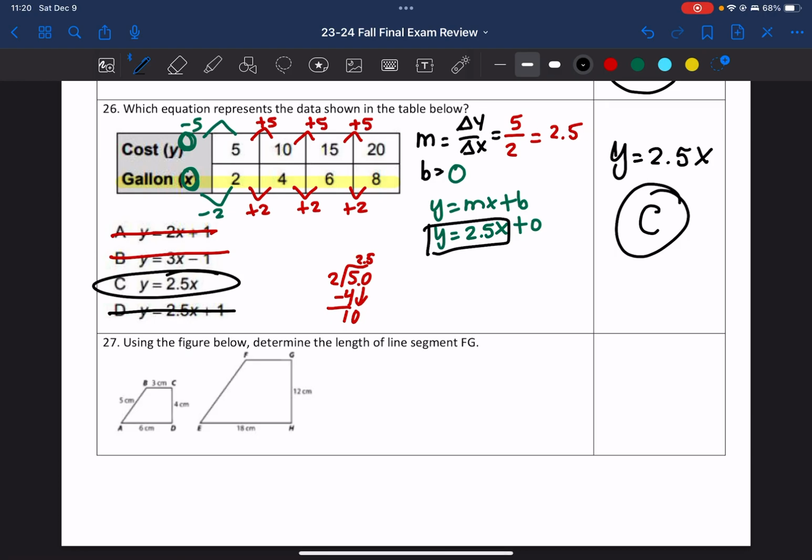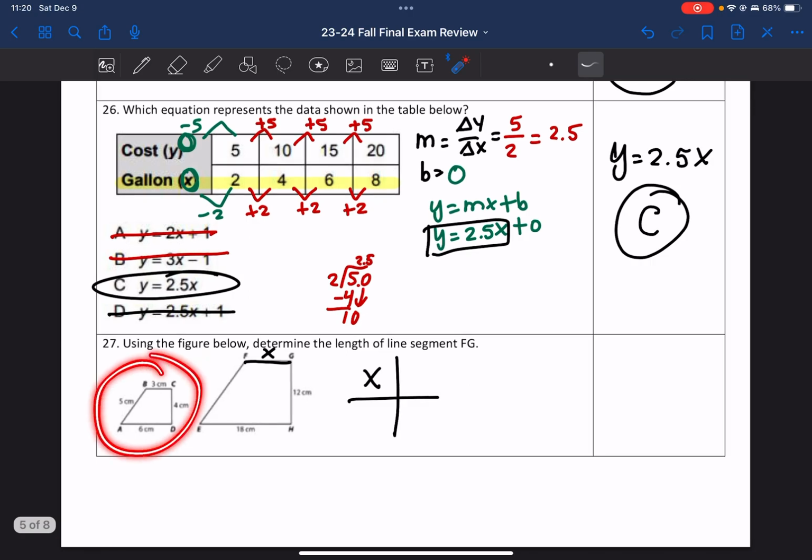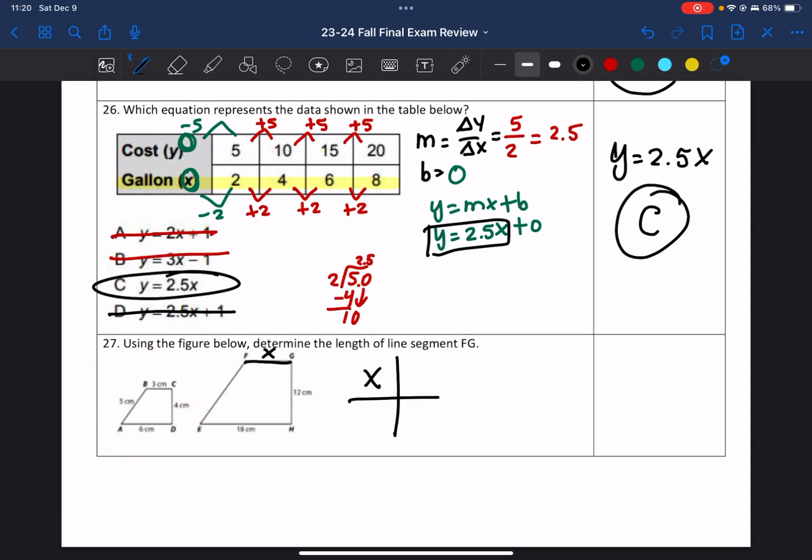All right, let's look at number 27. Using the figure below, determine the length of the line segment FG. So we're looking for FG, okay? Let's set up a proportion. I'm going to start with FG, and I'm going to find the corresponding side on the other figure, which is going to be 3.